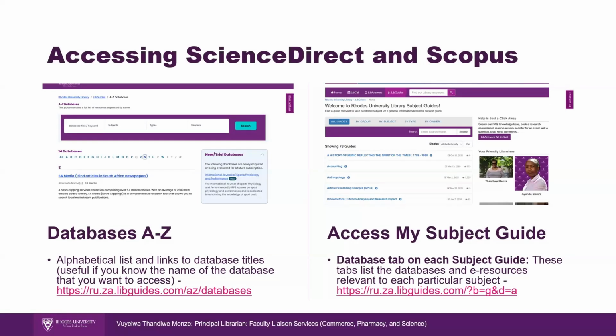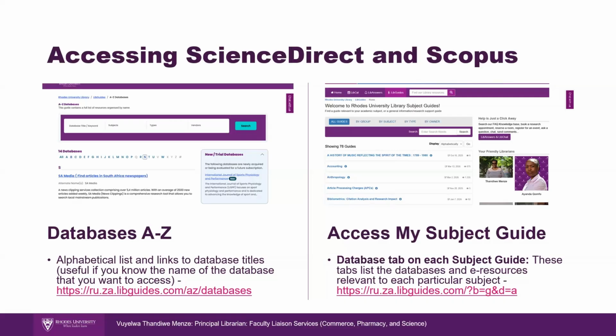This is just briefly how you would access Scopus from the library landing page, both Science Direct and Scopus. There are two ways of accessing these two databases. The first, you would click on the databases A to Z tab, and you will get the alphabetic listing. Because both databases begin with S, you will click on the letter S and scroll to the bottom, and that's where you will find Science Direct and Scopus.